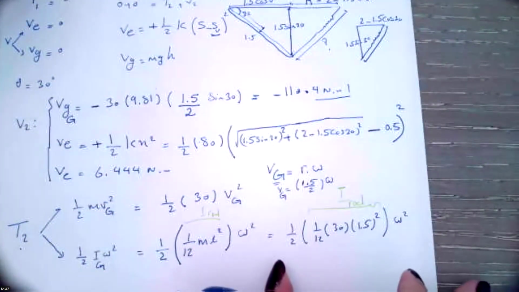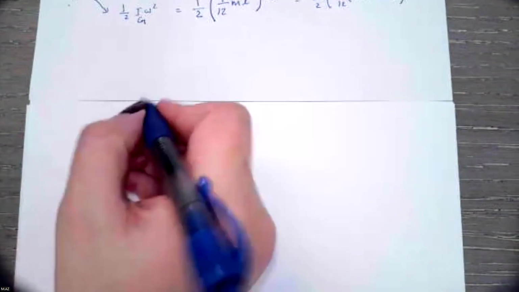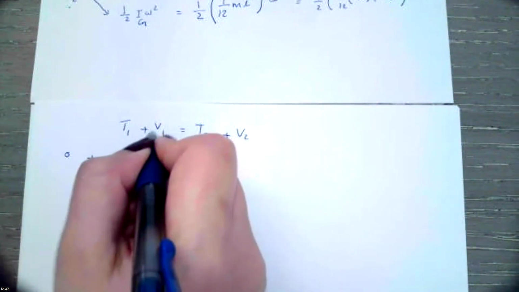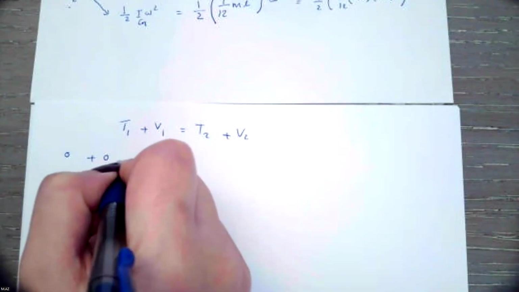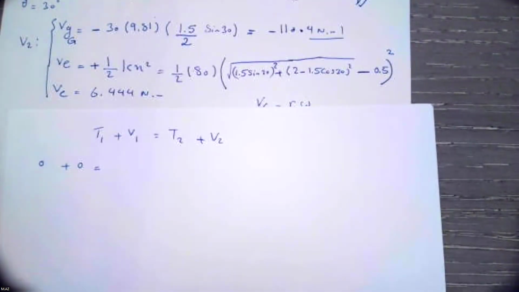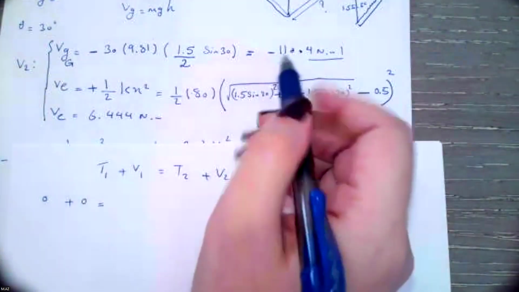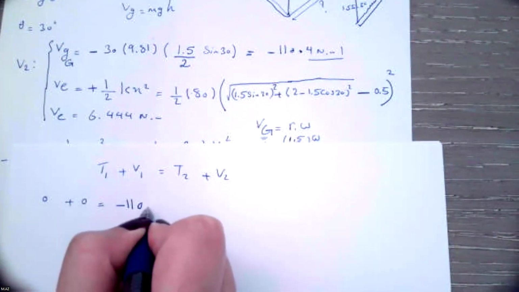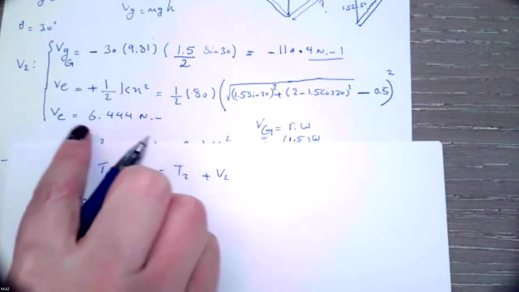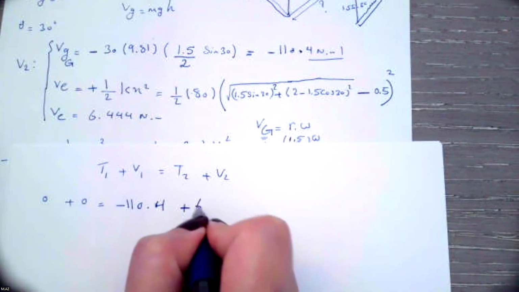Now, based on this information, we write the conservation of energy. T1, V1, T2, V2. At the initial condition, kinetic energy and potential energy are 0. Once theta is 30 degrees, the potential energy has two components. This is about gravitational, and it is negative because it is below the datum. And this is about the elastic.